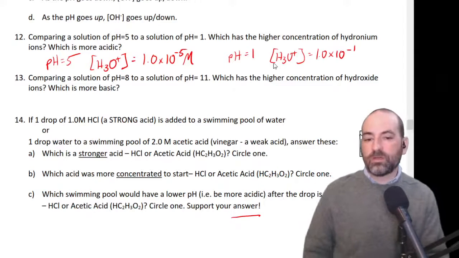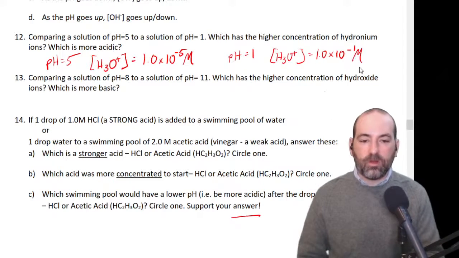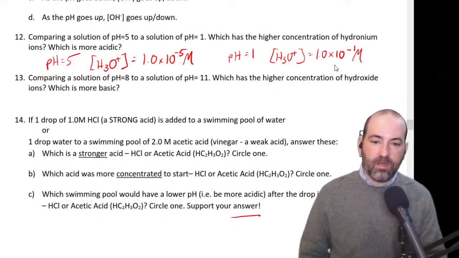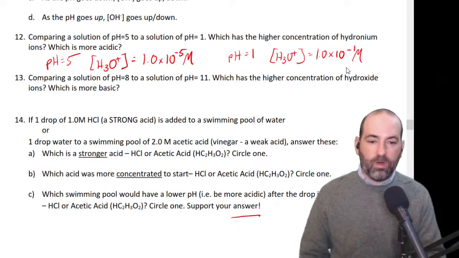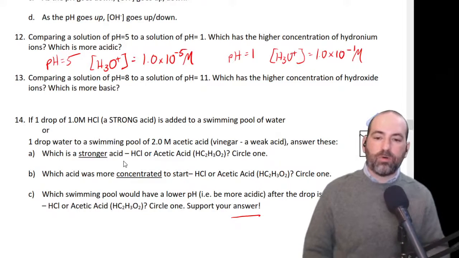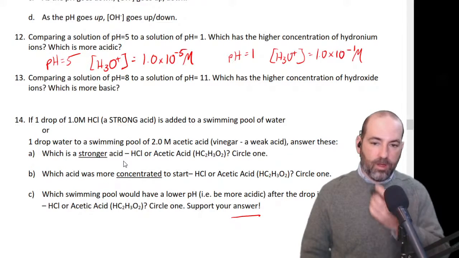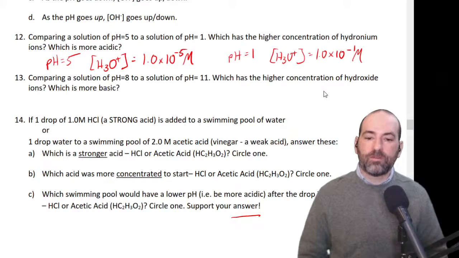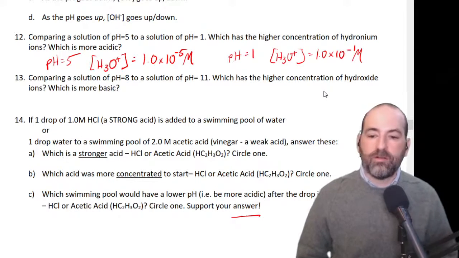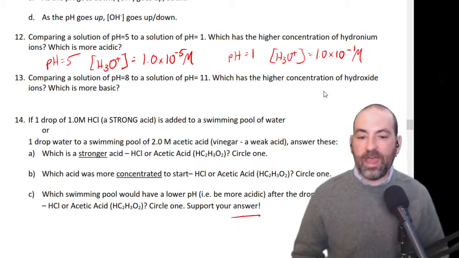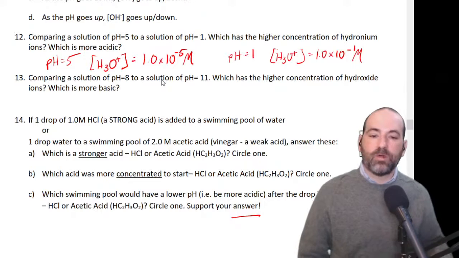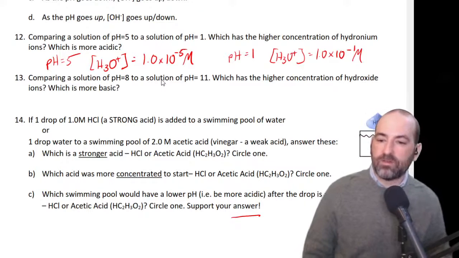And so which one is the higher concentration? Well, the second one, right? 10 to the minus 1 is 0.1 molar. 10 to the minus 5 is 0.00001 molar. So this is much, much bigger, and so that's going to be the higher concentration of hydronium ions. And we didn't necessarily have to do that. We could have just noticed from the pH, lower pH means more acidic, means higher concentration of hydronium.